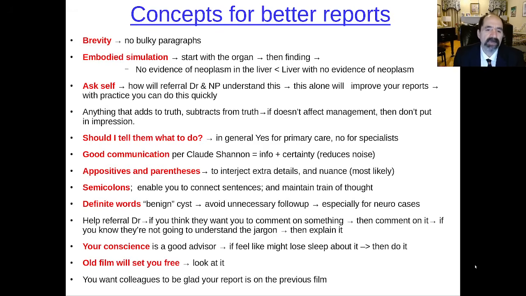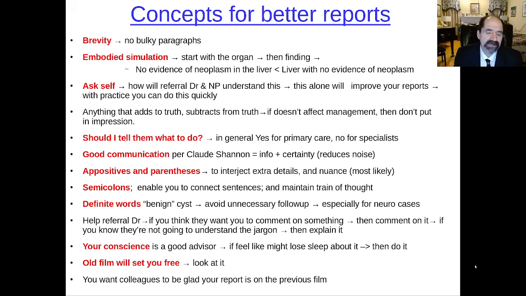Next, good communication, per Claude Shannon, the inventor of information theory, based on his work with telegraph systems. What he basically said was, good communication increases certainty, reduces noise. So again, that's a little bit like anything that adds to the truth subtracts from the truth. Make your point clear and don't say anything more in the impression.